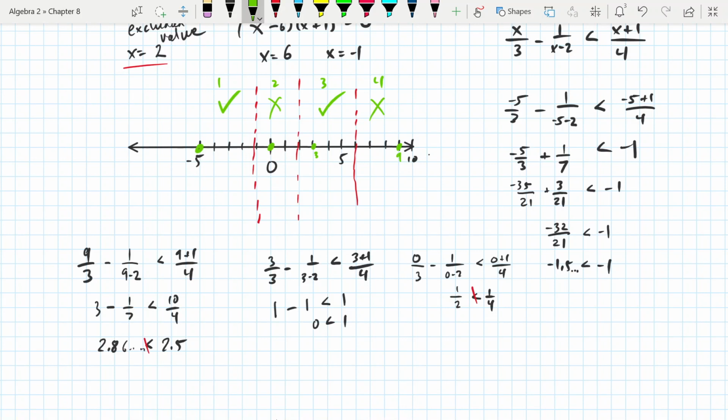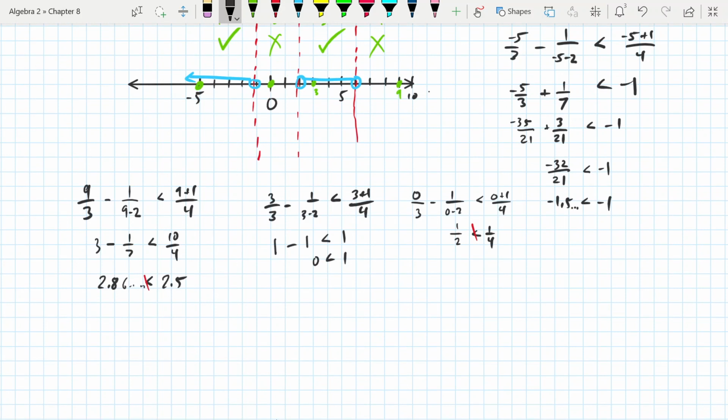So now what I've done is I've divided up my region into two sections that have solutions, not including -1, but everything less than it, not including 2, and not including 5, but everything in between. So my solutions will be x less than -1 and 2 is less than x, which is less than 5. So it's a combination of those two things.